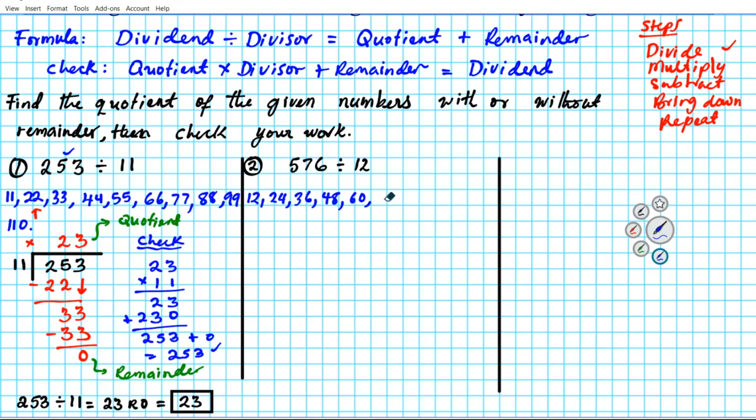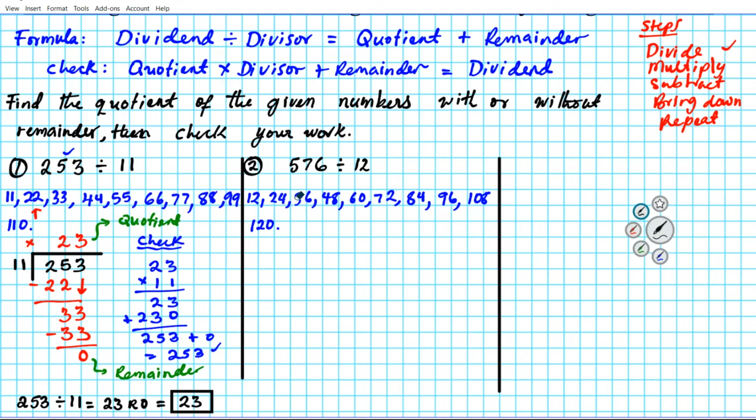12 times 6 is 60 plus 12, which is 72. 12 times 7 is 70 plus 14, which is 84. 12 times 8 is 80 plus 16, which is 96. 12 times 9 is 90 plus 18, which is 108. 12 times 10 is 120. Okay, ready to go. Let's go ahead and divide.